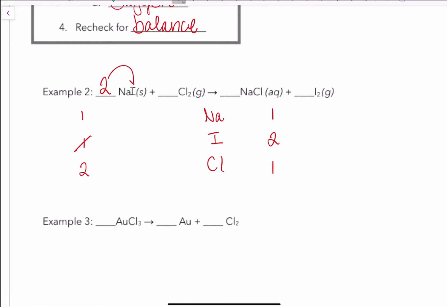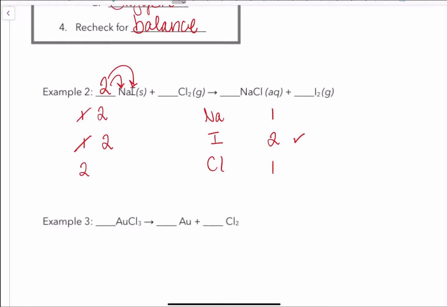If I put a 2 here, it changes iodine to 2. Awesome. It also changes sodium to 2. So we'll cross that out. Iodine is balanced, fantastic, except we unbalanced sodium, so let's fix that.